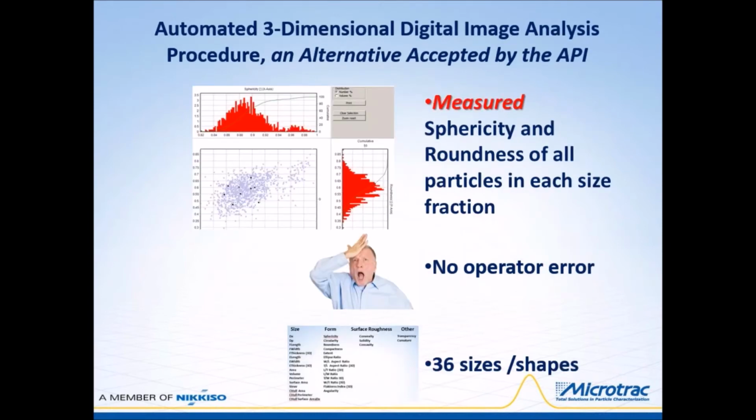And here are more advantages of 3D image analysis. Actual measured sphericity and roundness of all individual particles in each size fraction rather than visual estimates of 20 particles per size fraction. It eliminates operator error and subjectivity, and it reports some 36 different size and shape parameters, some of which can complement the sphericity and roundness values and help define tighter specifications.